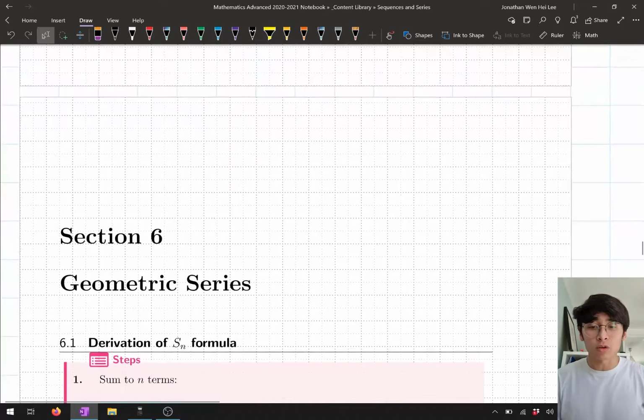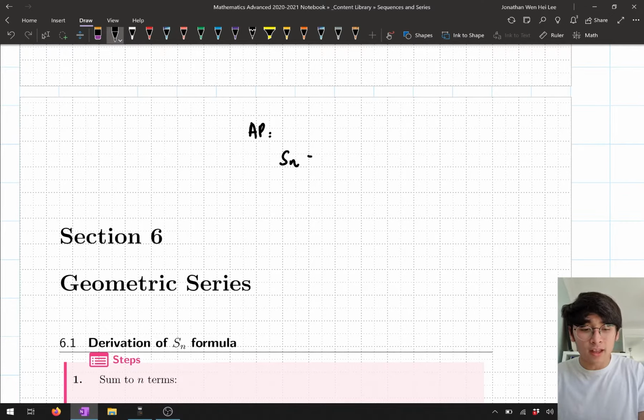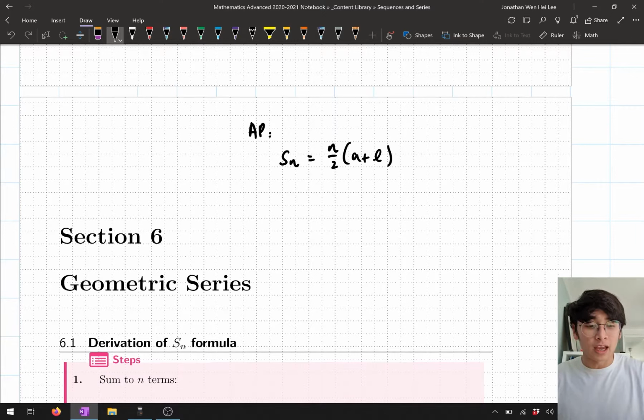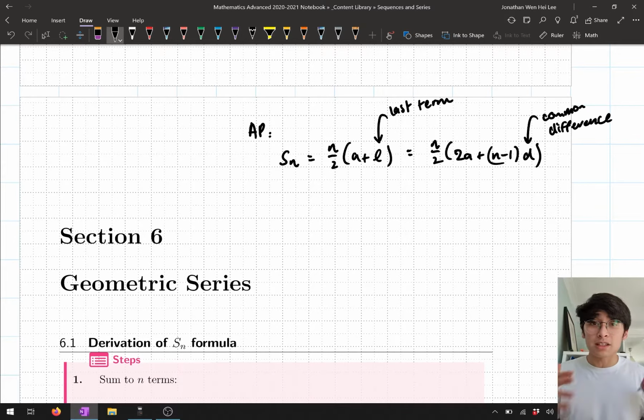Now, last lesson, we talked about arithmetic series, and when we added together an arithmetic progression, we ended up getting two formulas: n over 2 times (a plus l), if we get given the last term, or n over 2 times (2a plus (n minus 1)d), if we know the common difference. So what we're going to do is essentially do the exact same thing: figure out the sum of a geometric progression.